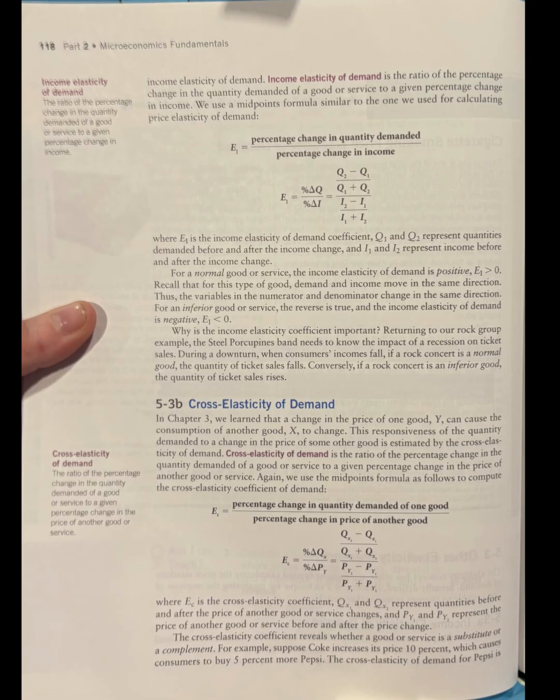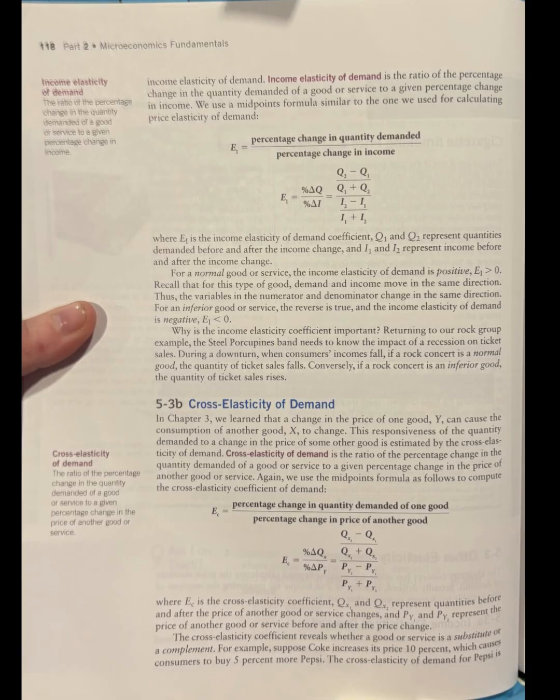For an inferior good or service, the inverse is true. The income elasticity of demand is negative. E1 is less than 0. Why is the income elasticity coefficient important? Returning to our rock group example, the Steel Porcupines band needs to know the impact of recession on ticket sales. During a downturn, when consumers' incomes fall, if the rock concert is a normal good, the quantity of ticket sales falls. Conversely, if the rock concert is an inferior good, the quantity of ticket sales rises.